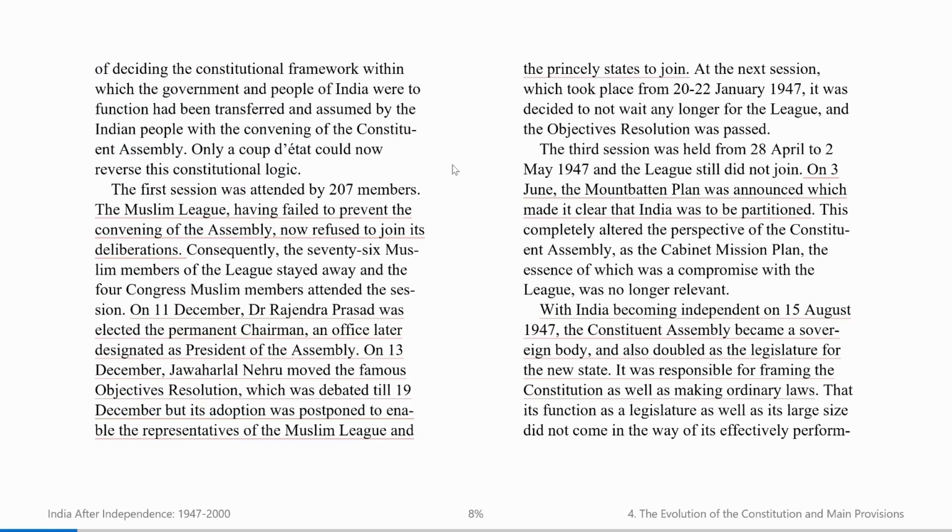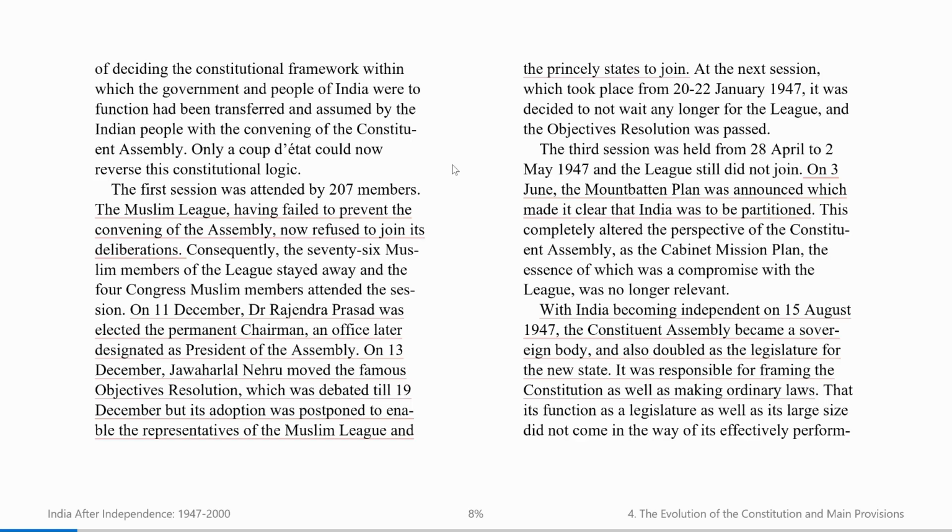The Muslim League obviously refused to join, right? And on 11 December, Dr. Rajendra Prasad was elected as the permanent chairperson and was also designated as the president of the Assembly, right? And he was also the chairperson of the Rules Committee and the Steering Committee, right? I think you should write this because sometimes an objective type question comes, asking who was the head of the Rules Committee and the Constituent Assembly and so on.